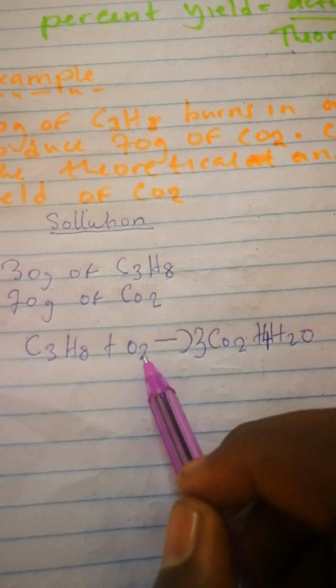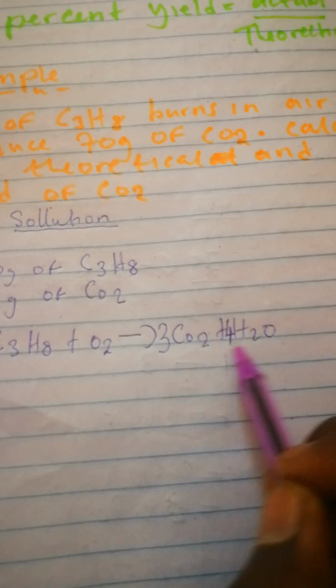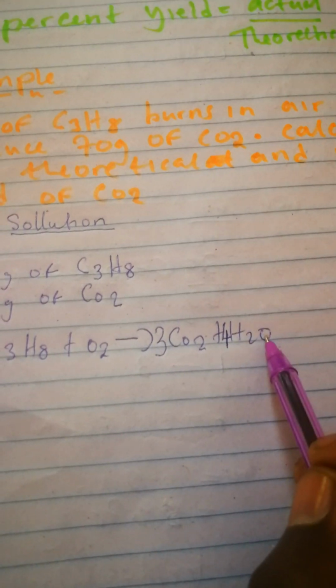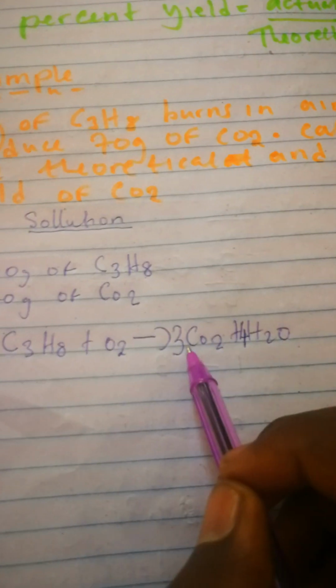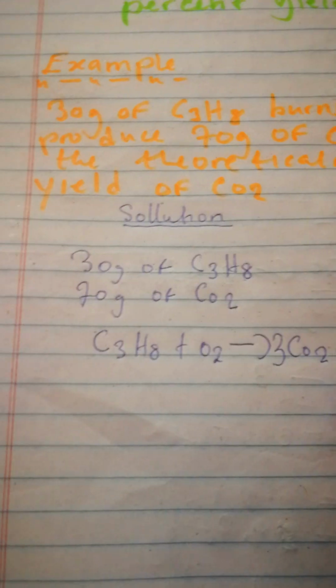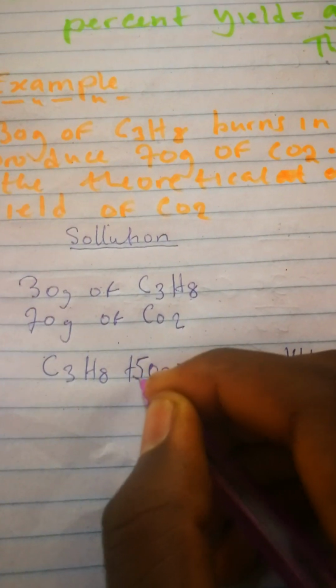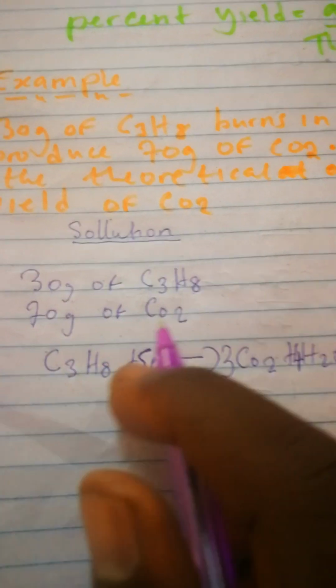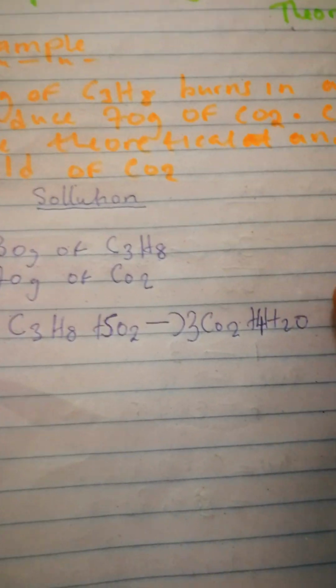We are remaining with oxygen. Oxygen is 3 times 2, which is 6, and 4 times 1, which is 4. So 4 plus 6 is 10. This side is 10 and this side is 2, so we put 5. If you put 5, then it is balanced. That is the first thing.